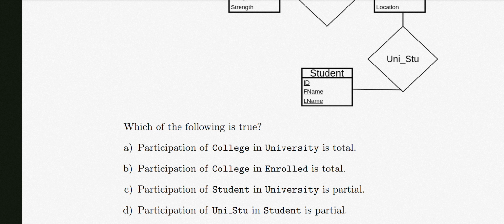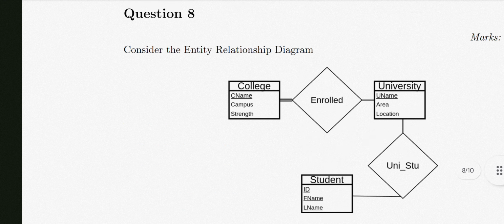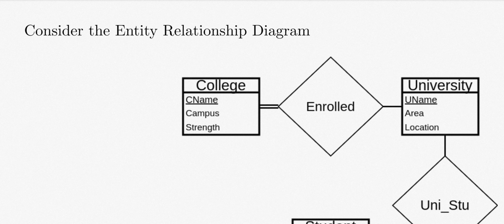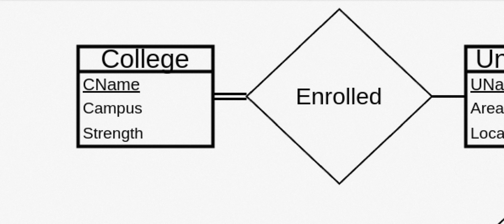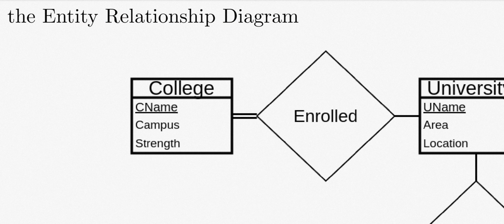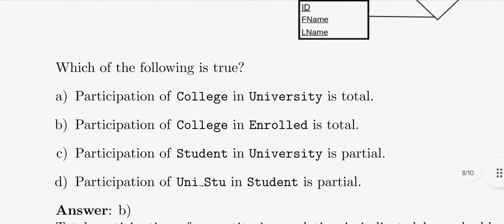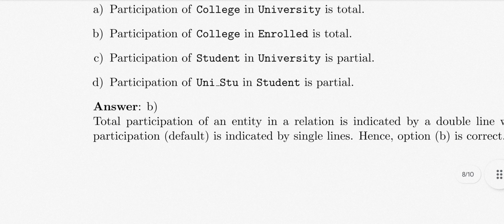What about option B? Participation of college in enrolled is total. Yeah, college in enrolled is total. How is total marked? By a double line. The college has total participation in the relationship enrolled. So option B is the right answer.